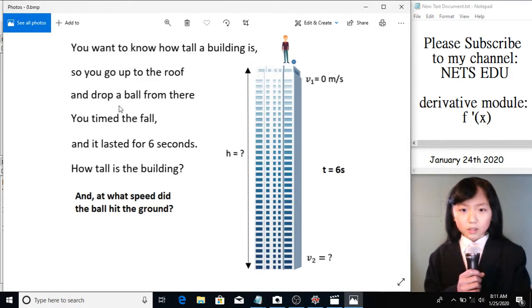Imagine that you are on top of this building and you drop a ball from there. You timed the fall and it lasted 6 seconds. How tall is the building? And at what speed did the ball hit the ground? So the initial speed is 0 meters per second, and we want to find the height and the final speed.